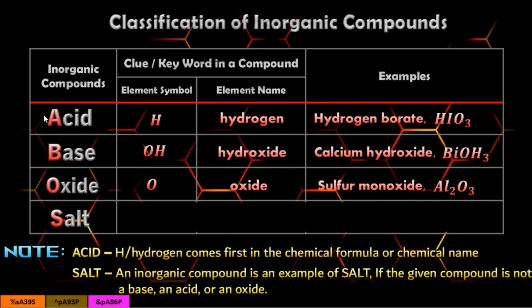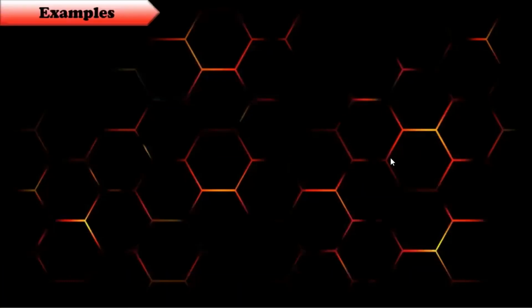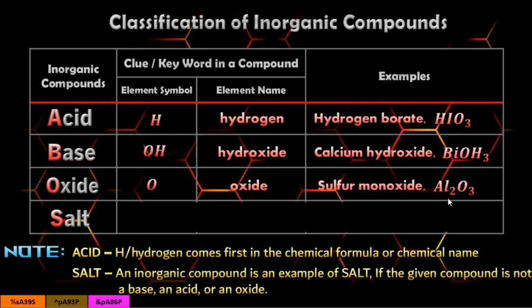Okay, let's recall. We could say that a given inorganic compound is an acid if there is a presence of H or hydrogen, and hydrogen always comes first in the chemical formula or chemical name. For the base, there is a presence of OH, for chemical name, hydroxide. And for the oxide, there is a presence of the letter O. And be careful for the ionic compound, because the anion has many oxygens. So take note, for an ionic compound, the symbol should be O with charge 2 negative. And for the chemical name, it is easy to identify because there is the word oxide. And if none of the three, that means the given inorganic compound is a salt.